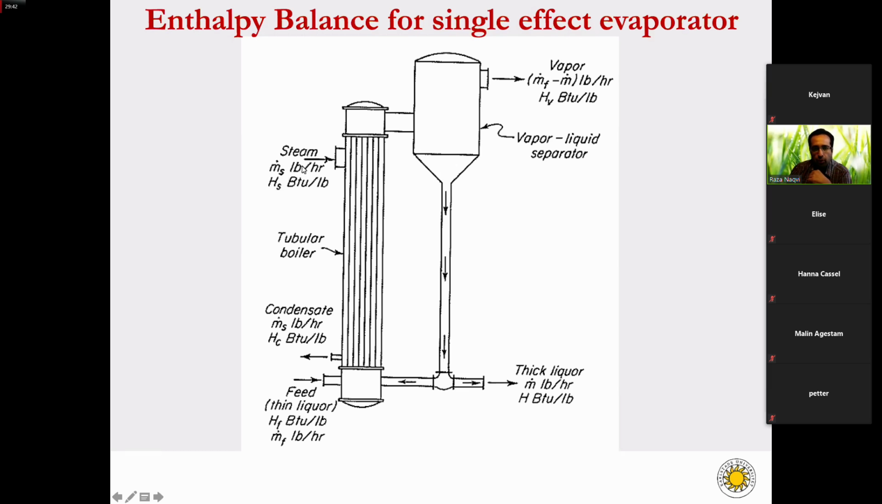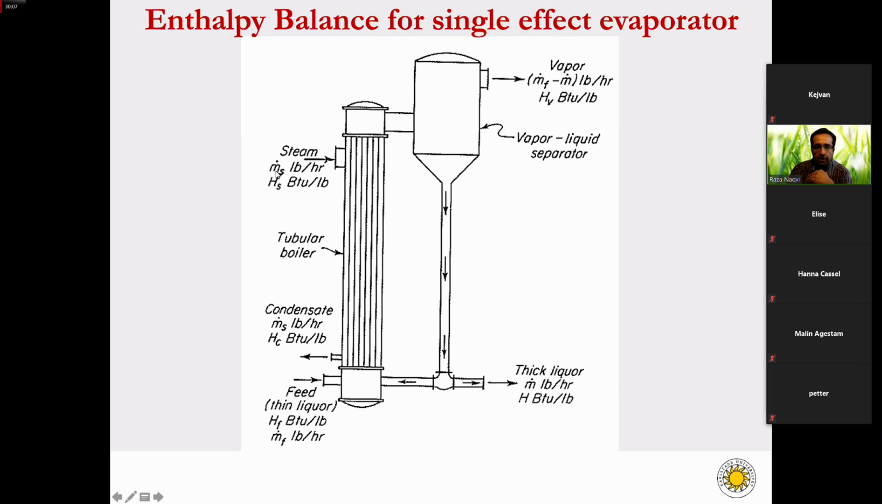since the flow rate of the steam will be equal to the flow rate of condensate, because if there is no accumulation in the system, it means the flow rate in will be equal to the flow rate out. So the mass of steam will be equal to the mass of the condensate, but the energy content of the steam will be much higher than the energy content in the condensate. So it will be different.